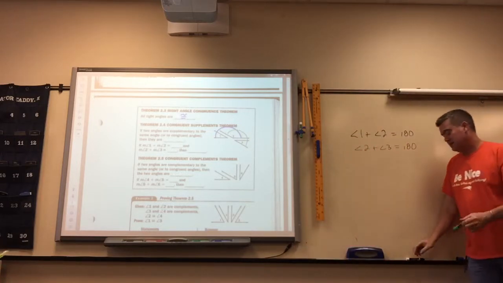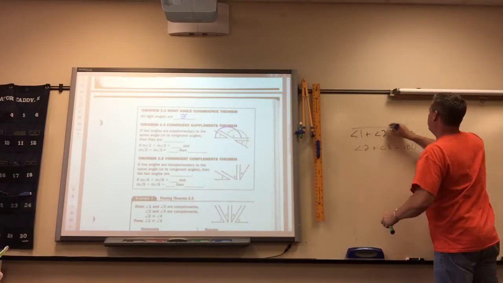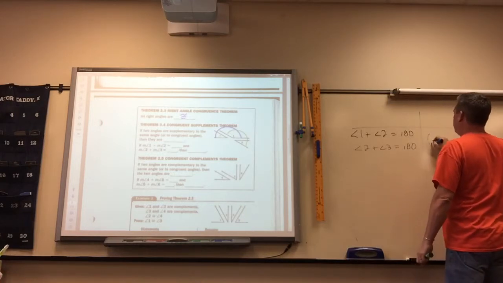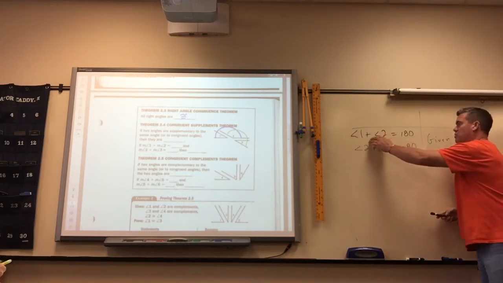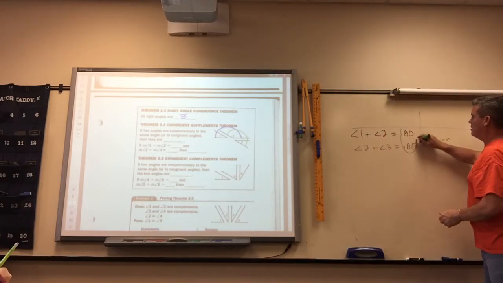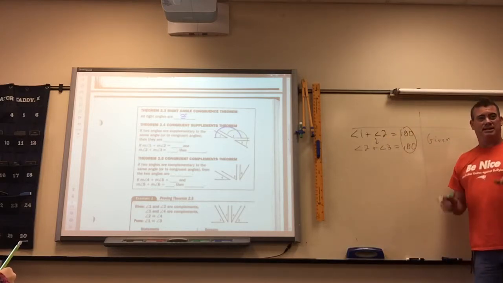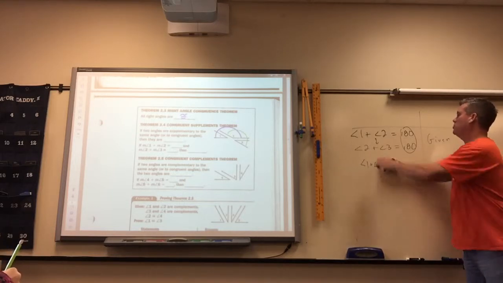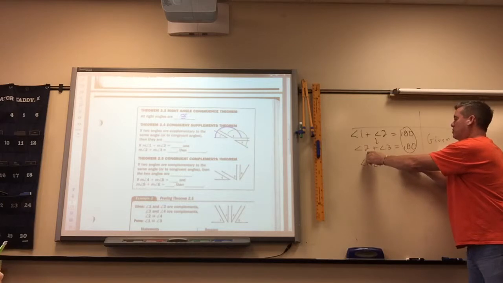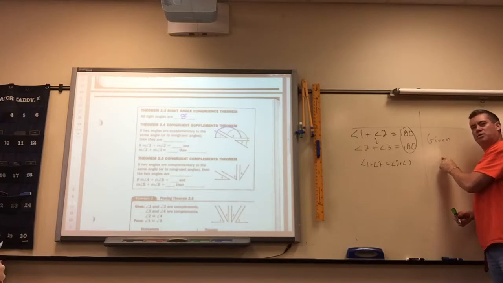Since this is an actual proof, this is a short way to do it. If we were doing this as a proof, these two would be given. Since this equals 180 and this equals 180, they're both equal to 180, so what do you know about these two things? They're equal to each other, right? So angle 1 plus angle 2 has to equal angle 2 plus angle 3 because they're both equal to 180. Do you know what reason you would put for that? There's 2 you could put.